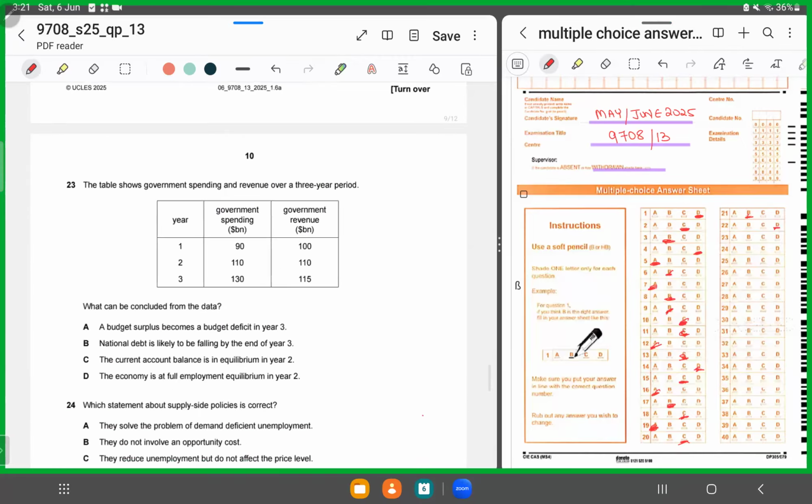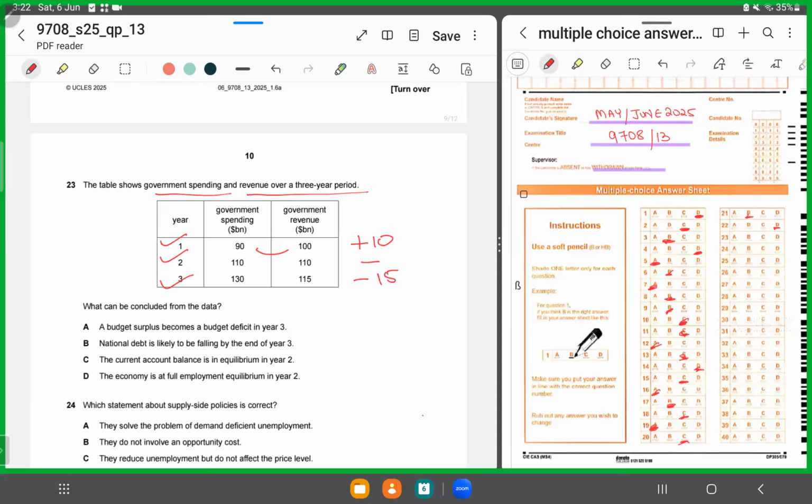Moving forward, MCQ number 23. MCQ number 23 displays government spending and government revenue over a 3-year period. They're talking about year 1, 2, and 3, and about spending and revenue. So what we can do is subtract the revenue from the spending. Over here, it was initially a surplus of 10. Here it was nil. Here it was a deficit of $15 billion.